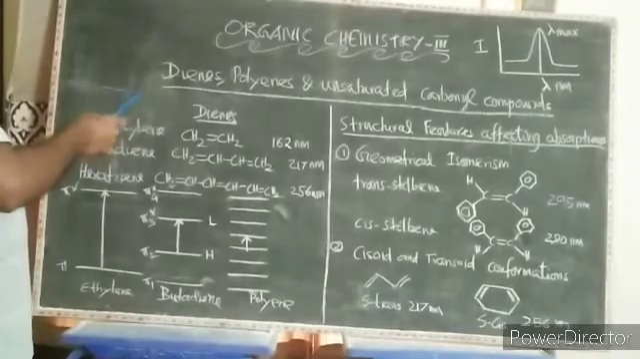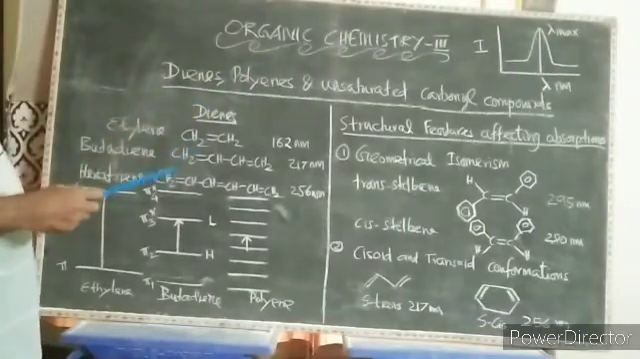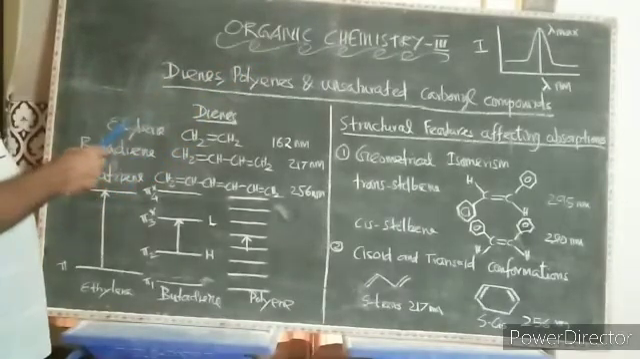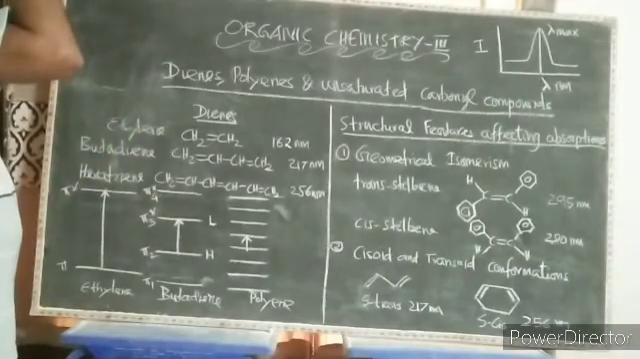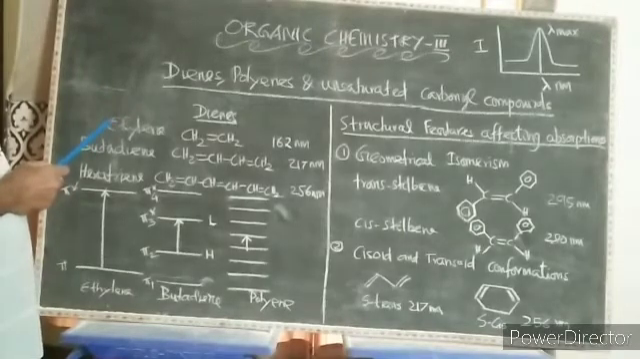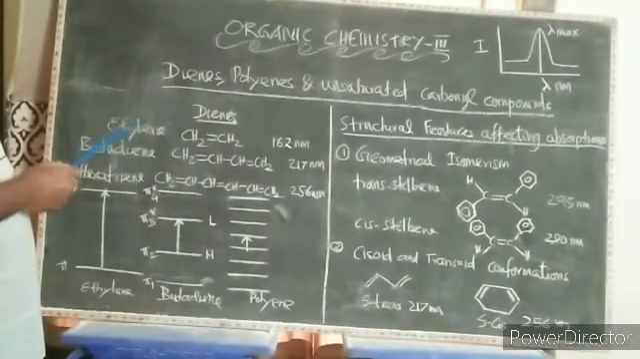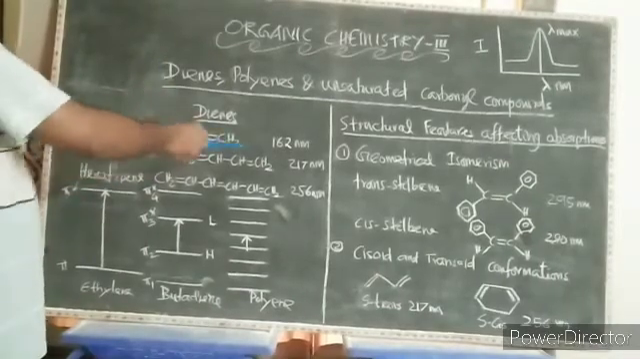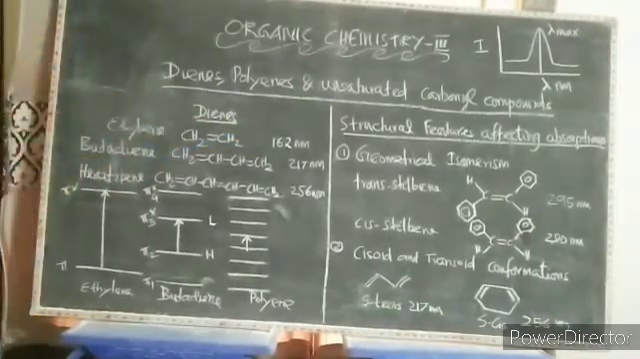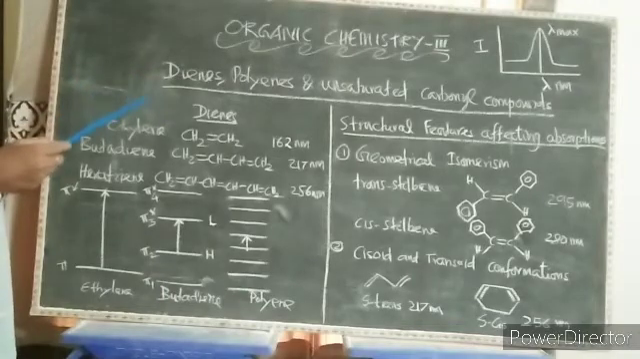Now let us see the absorptions of dienes, polyenes and unsaturated carbonyl compounds. Let me take first dienes. Before going to the dienes, let me deal with the simplest alkene, ethylene. If you take the ultraviolet visible spectrum of ethylene, it shows a maximum around 162 nanometer for the pi to pi star transition. All alkenes absorb around 160 nanometer.